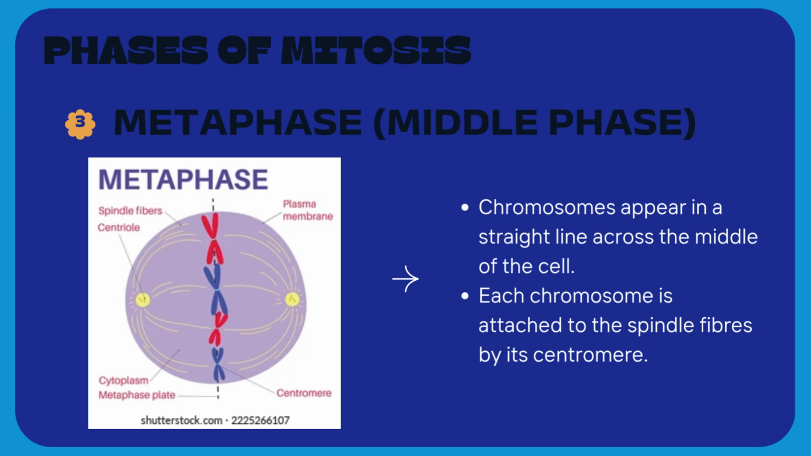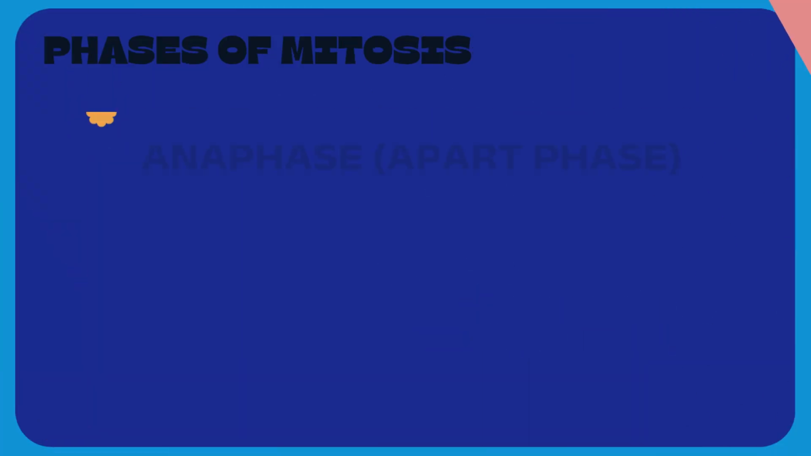So what happens is that, remember the spiders that are forming at the opposite poles of the cell? They attach themselves to the centromere of each chromosome. And then the chromosomes will line up on the equator of the cell, or in the middle of the cell. So spindle fiber attached to the centromere, chromosomes line up on the equator of the cell.